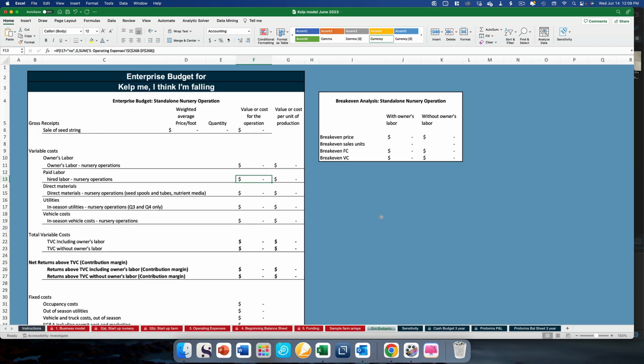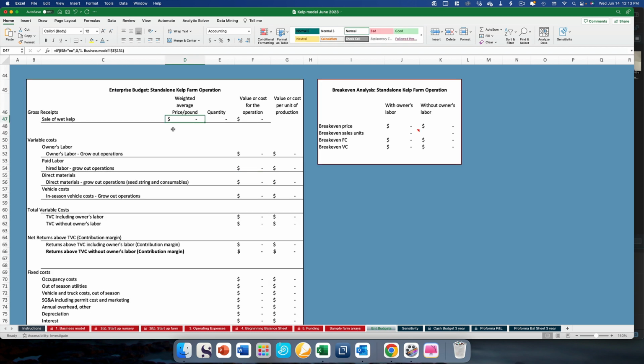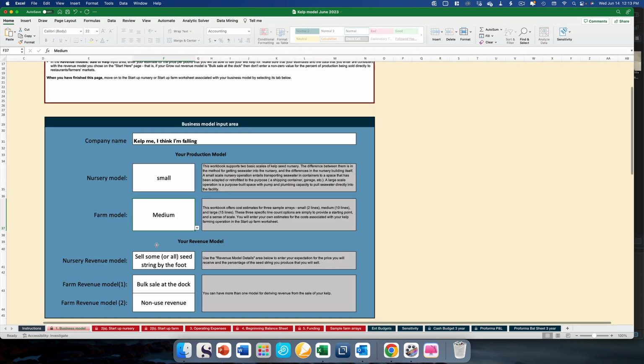Okay, here we are over on the enterprise budget page. And you'll notice that this is empty because this is the budget for a standalone nursery operation. And we're not doing a standalone nursery operation. We're going to do an integrated nursery and kelp farming operation. Okay, so to get this to populate, you go over to your business model page and you create a business model that is a standalone farm operations by selecting none for the nursery.